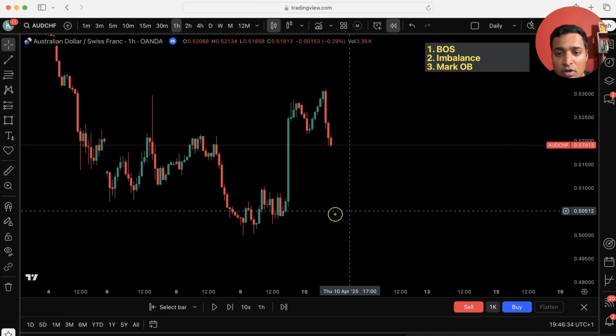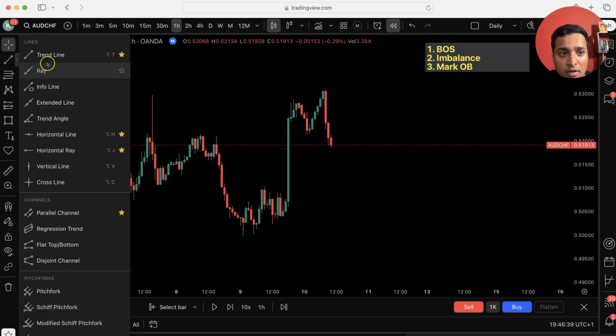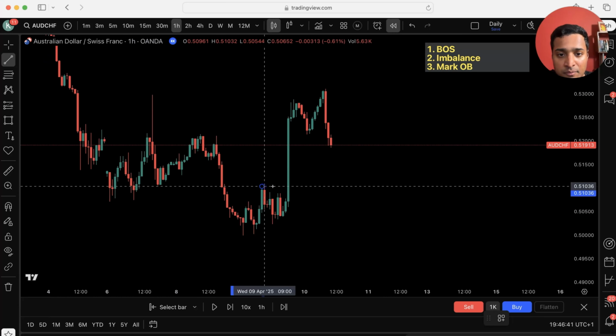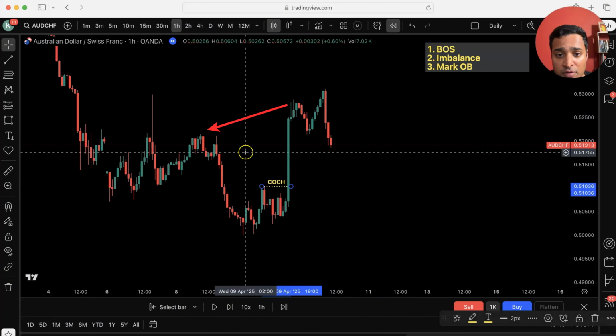So we would first look for a break of structure, which we have. So we would mark break of structure here, or change of character. This impulsive move caused a structural shift.